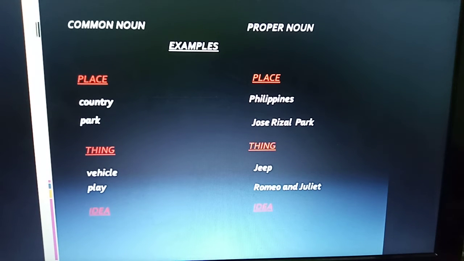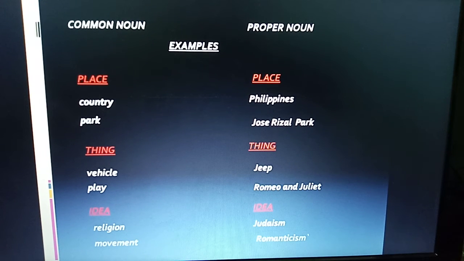Next is idea. So, religion. Do we know what kind of religion we're talking about? So, we do not know. So, that is common noun kasi hindi natin alam kung anong klaseng religion. Pero kapag alam natin kung anong klaseng religion ang pinag-uusapan, which is Judaism, we can probably say that that is a proper noun. How about movement? Do we know what kind of movement we are talking about? Definitely not. So that is a common noun. But if we do know what kind of movement that is, for example, romanticism, that is a proper noun.